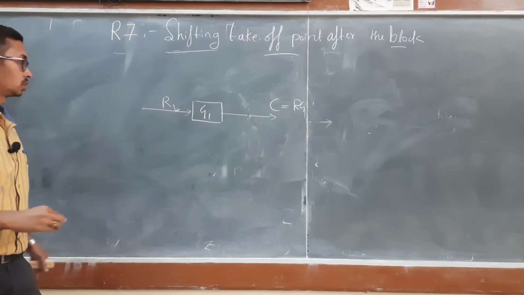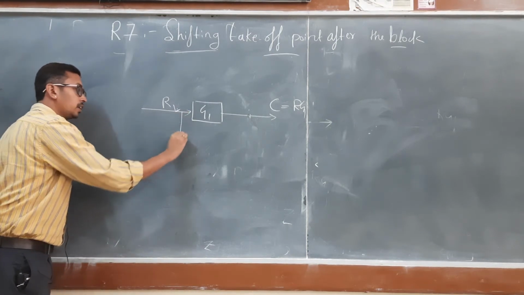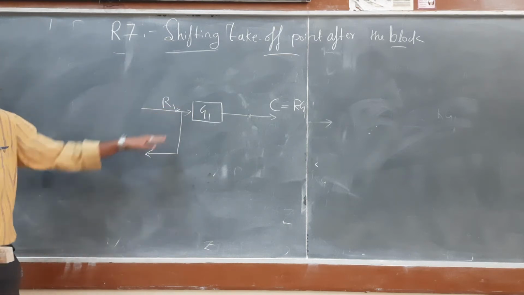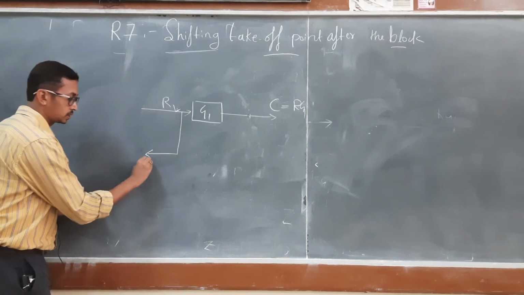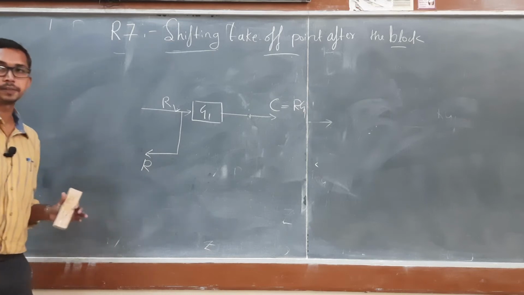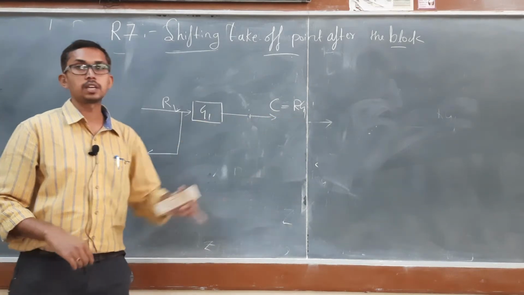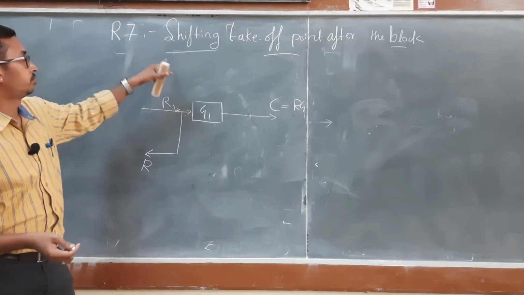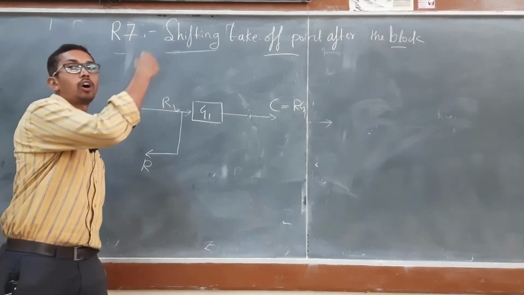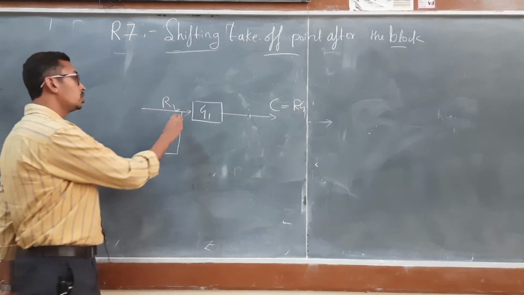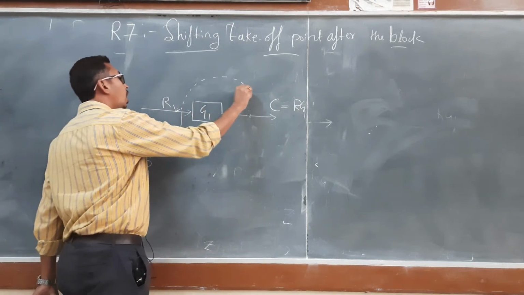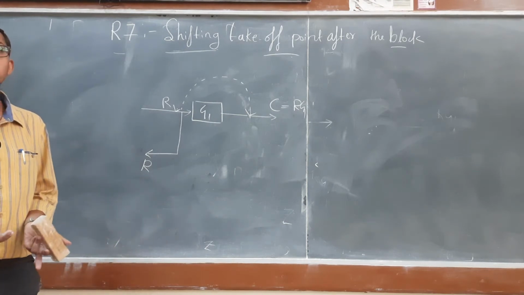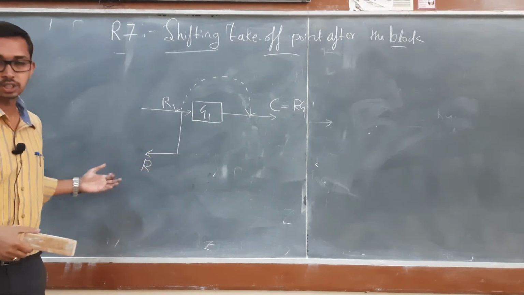Let us consider the situation. I have a takeoff signal over here. So what is the output from this? The feedback signal will be R only. The output remains the same; there is no change in the output. Now what I am doing is shifting the takeoff point after the block. That means I am going to shift this takeoff point after the block. Then what modifications do I need to make? There should not be any changes in the feedback signal.